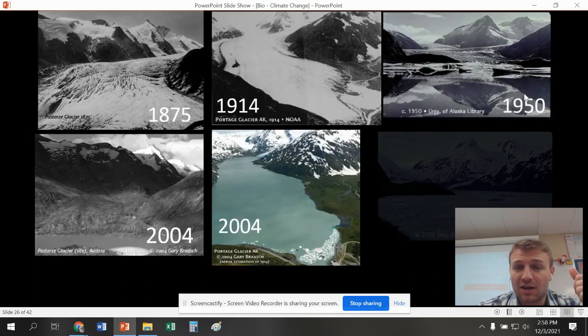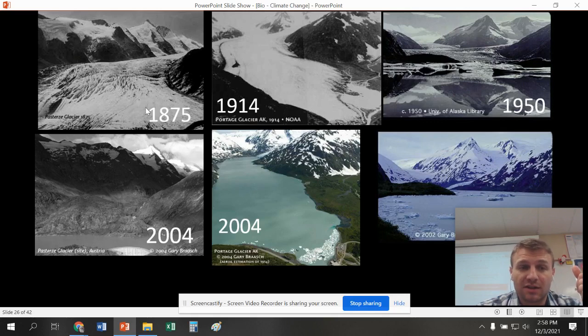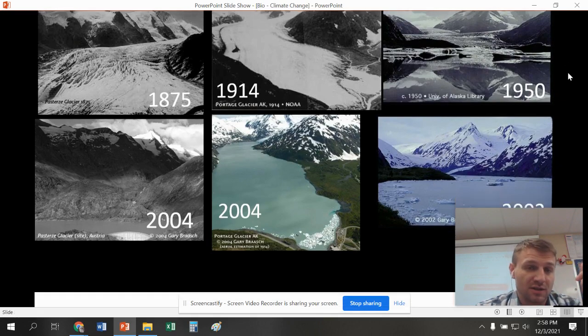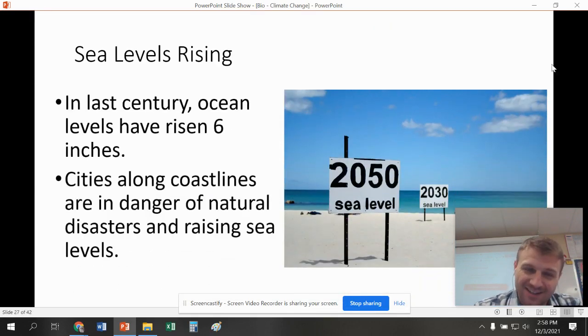Show some pictures here of the before and afters. You can see the glaciers and how they are melting. And again, that goes into our ocean systems. Again, like I said, sea levels rising. You can see in the past century, the ocean levels have increased over 6 inches. And cities on the coastlines are in danger from natural disasters and other disasters like the rising sea.